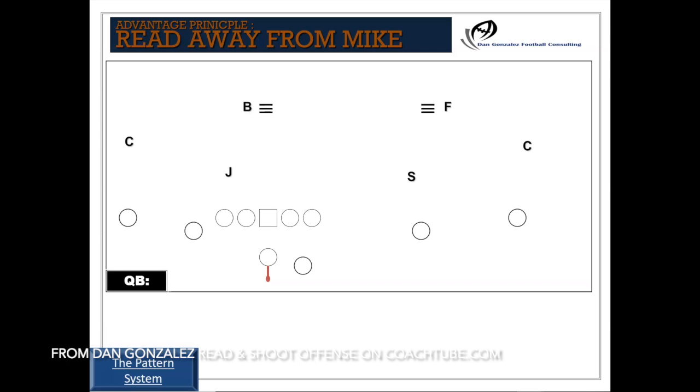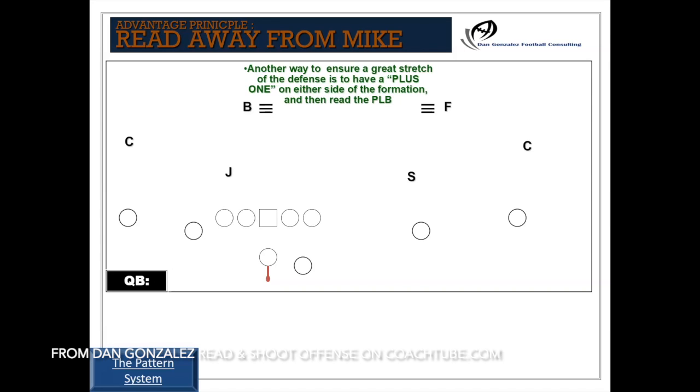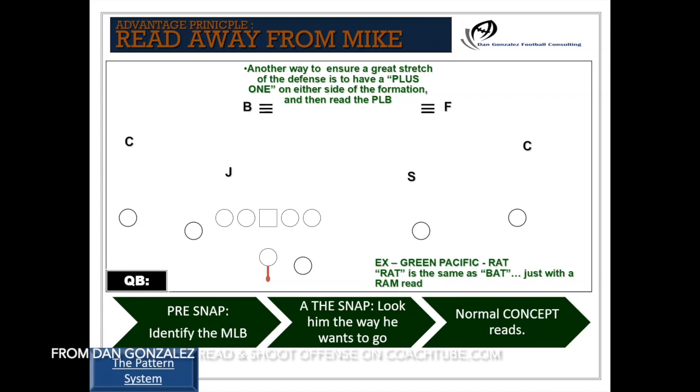The first one we're going to talk about is the read away from Mike, or R.A.M., principle. What we're going to do here is get a +1 on an outside linebacker and throw away from the rotation of the middle linebacker. The key here is how we identify the Mike, and we'll get to that in just a second. First, we're going to give you an example of something that we have already talked about, the Pacific pattern on the front side, which is post, stick, and the flat.